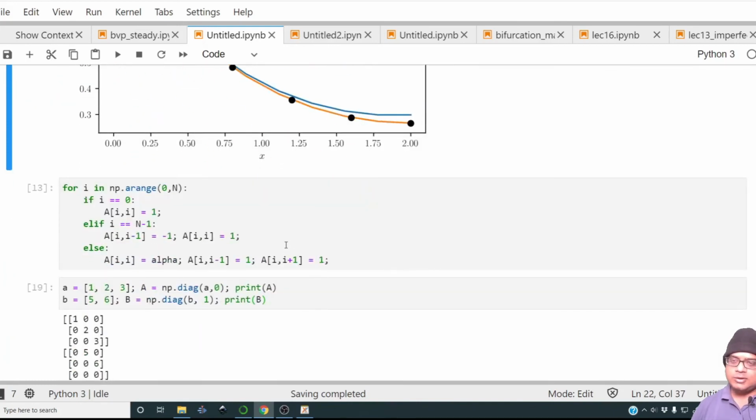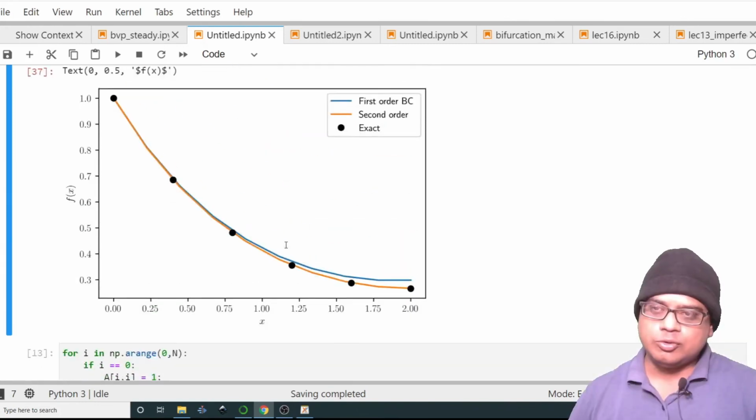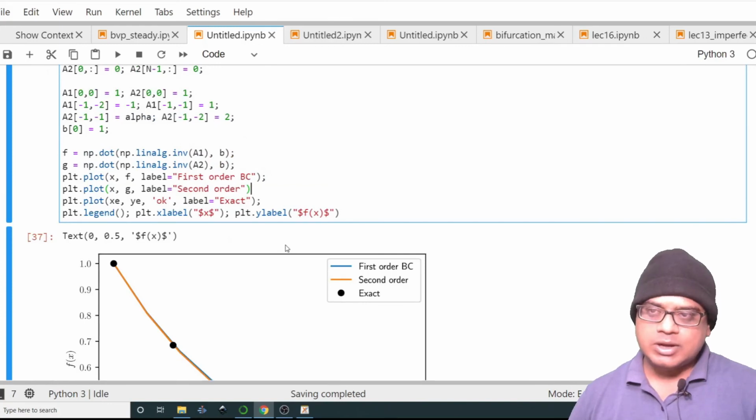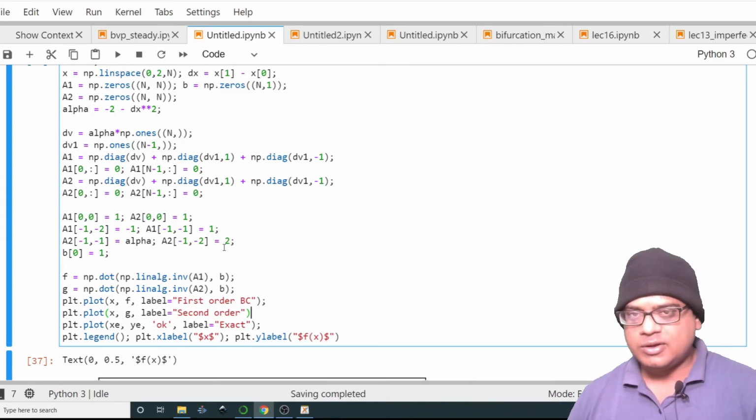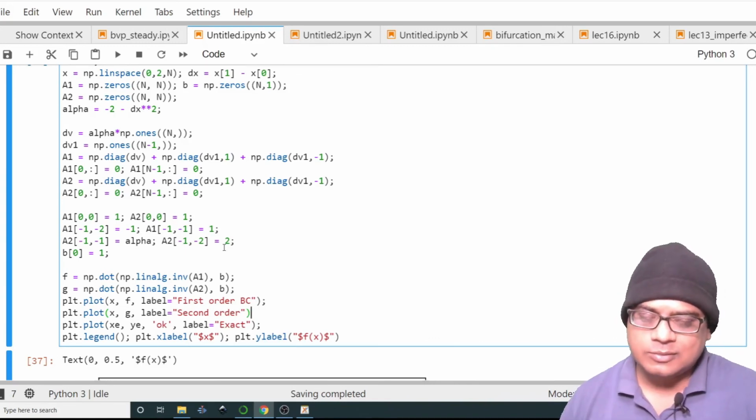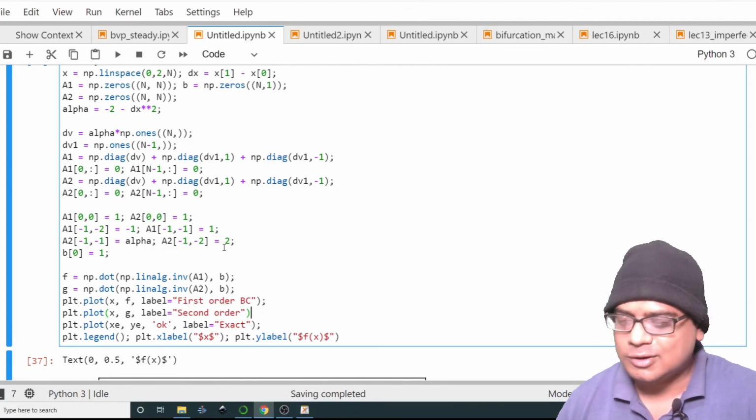Okay, so with this we end this. In the next class we'll see how to use some of the inbuilt libraries in Python to do all this in a very small, wrapped way. Okay, so we'll be using the solve_bvp command, and I'll discuss some solvers. So with this we conclude this lecture.